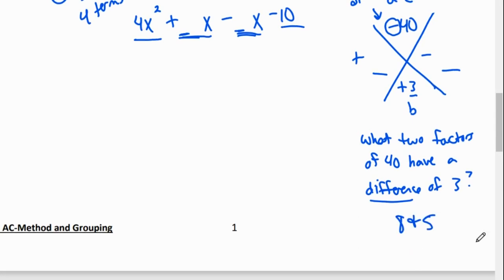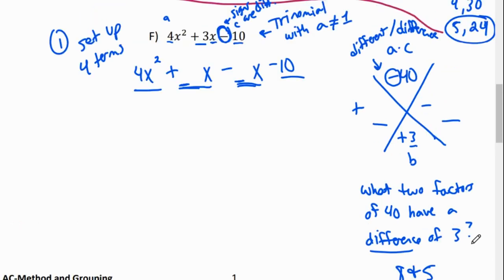So we know our two numbers have to be 8 and 5. But our signs now, we're going to put those in. Your signs are different, but because that 3 is positive, the larger number has to be positive. So the larger of these two numbers is 8, the smaller is 5. So the 8 has to be positive, the 5 has to be negative. Now we're ready to put those here and here.